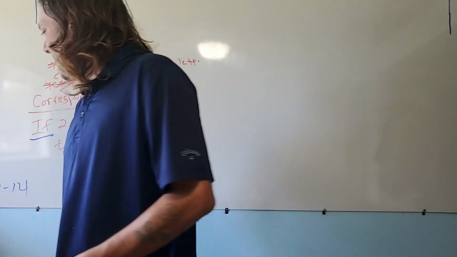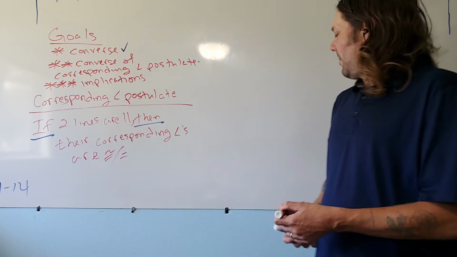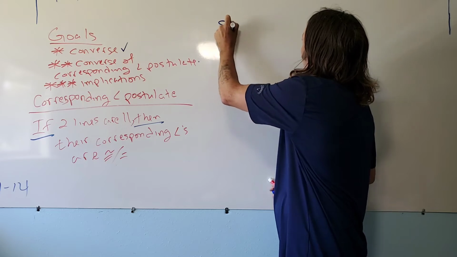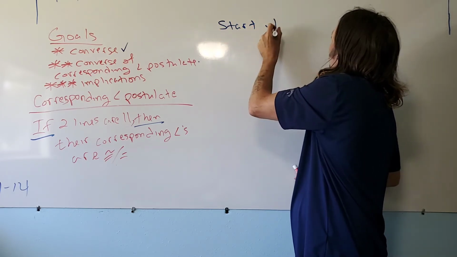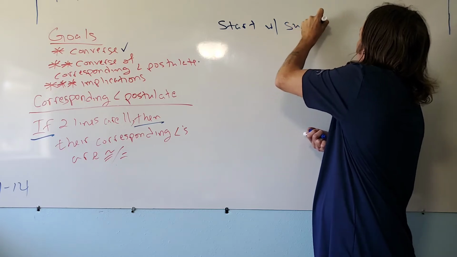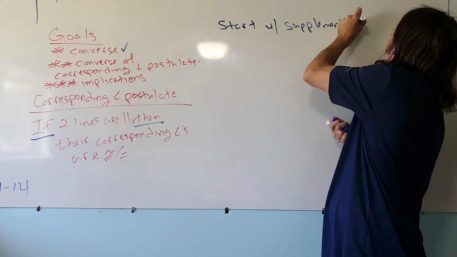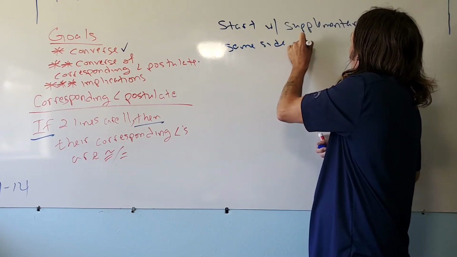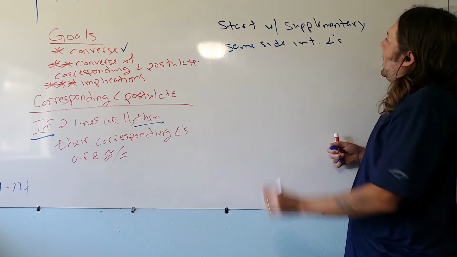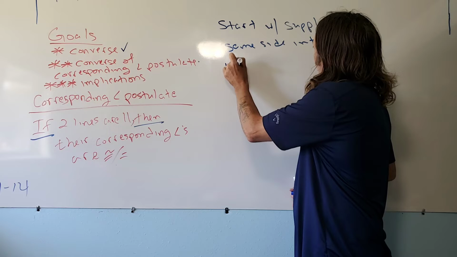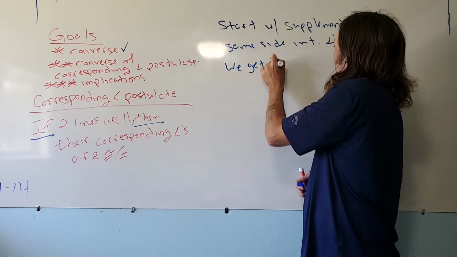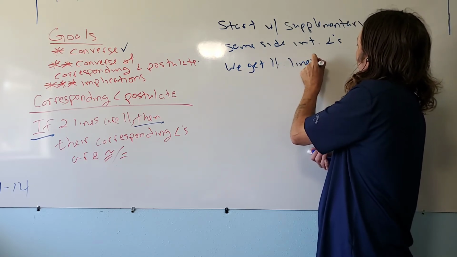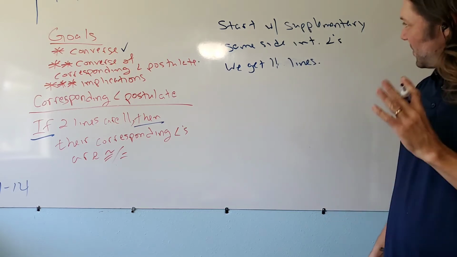All right, so I got one last idea that I want to very quickly talk about. I'm going to make the claim that if I start with supplementary same-side interior angles, I claim that if I start with this, we're going to get parallel lines. All right, so that's what I'm claiming.